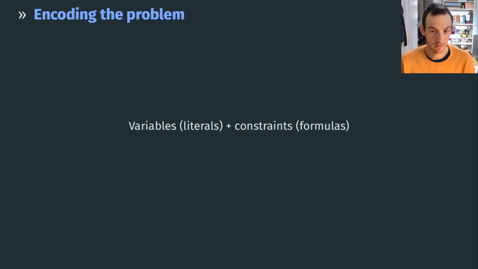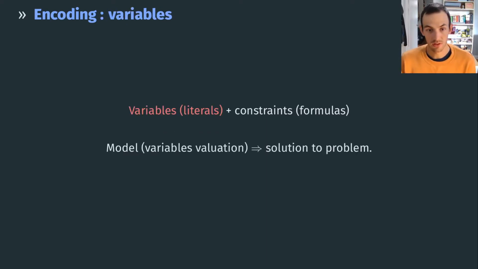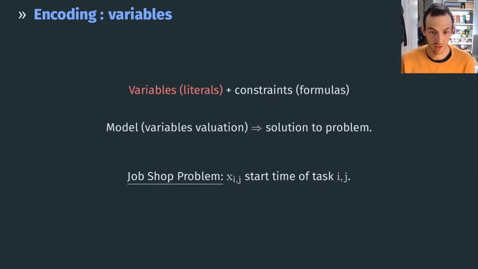So how are we going to encode the problem? We have to design a set of literals, a set of variables, and a set of constraints that encode our problem. And this set of variables has to give us a solution to the problem. If we have a model, so the valuation of the variables, then we can deduce a solution to our original problem. So in this case, we need to be able to say when the tasks start. We can just use as variables the x_ij that represent the start time of task ij.